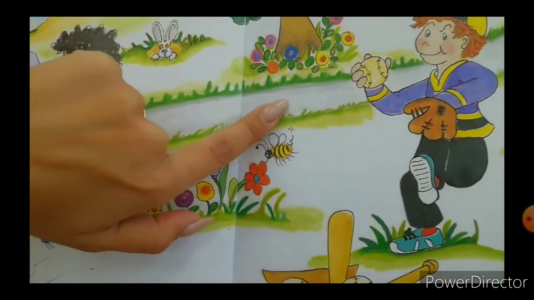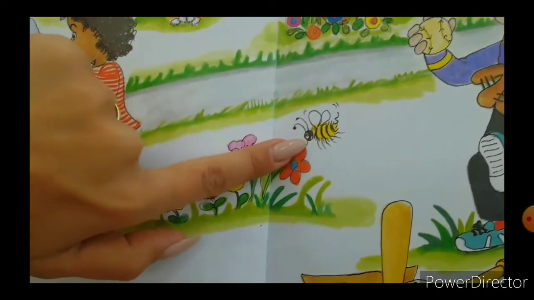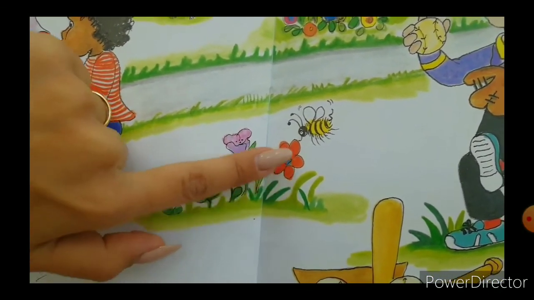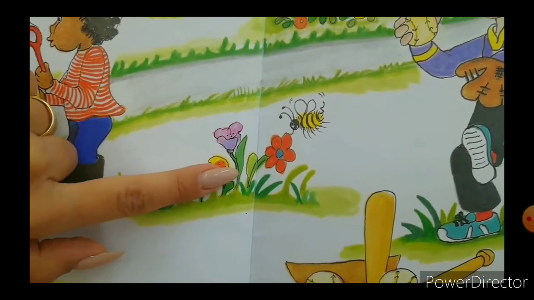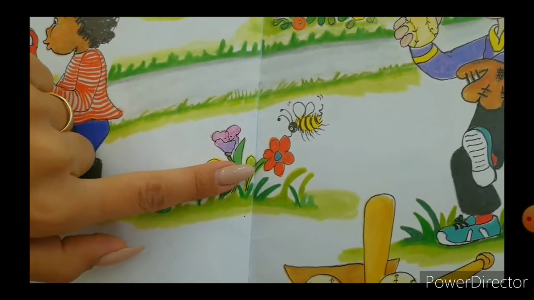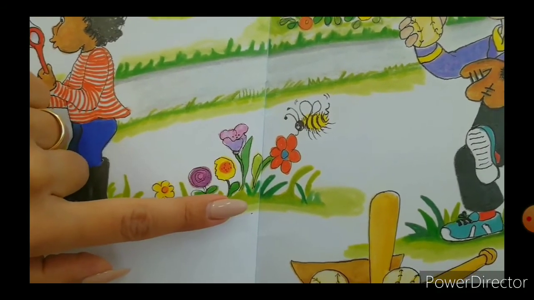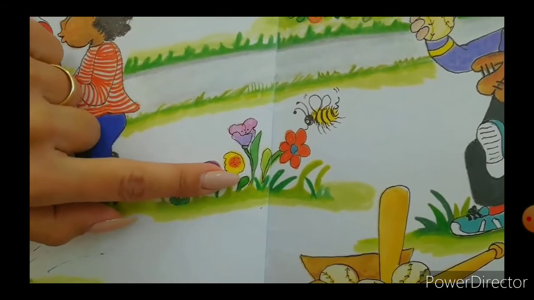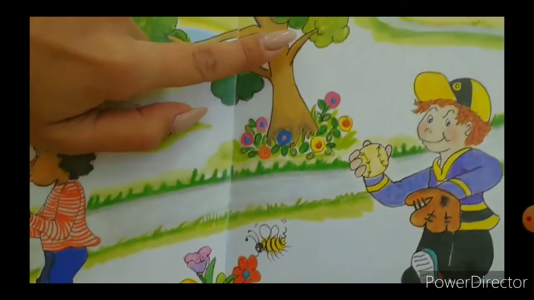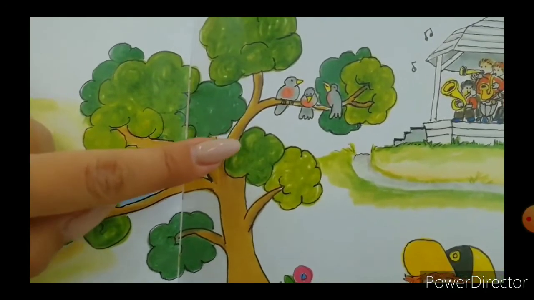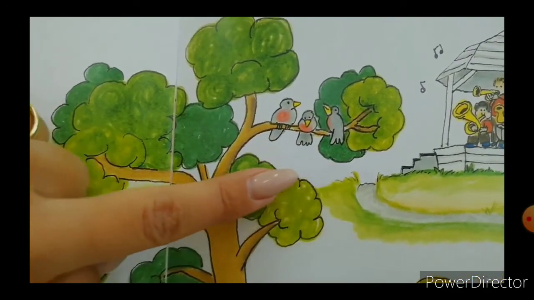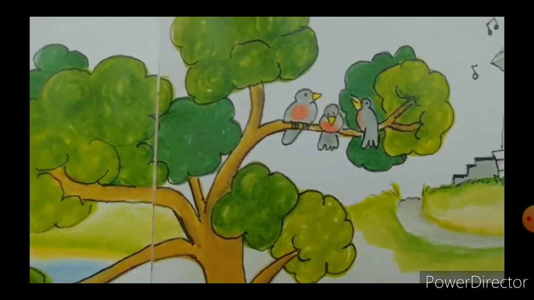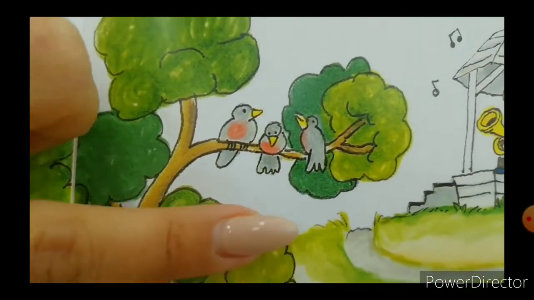And here we have a bee. Look at the bee. The bee is buzzing around the flowers. So the bee does a buzzing sound, B, buzzing sound around the flowers. And look at the tree. Here we can see how many birds? 1, 2, 3. We can see 3 birds who are singing.